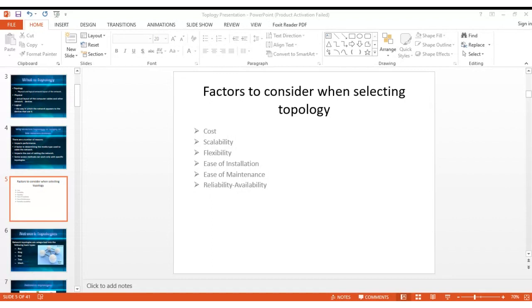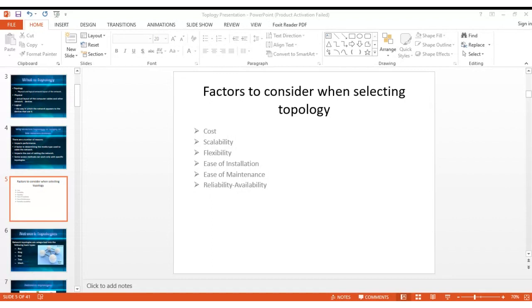Then there is the ease of maintenance. It should be easy to maintain that topology. That topology should not give the technicians problems during maintenance. The maintenance is supposed to take the least time. In the case where the maintenance of that topology takes more time, I don't think the organization can prefer that topology, because it is supposed to have the minimum downtime. Remember, we have some users who are relying on that topology.